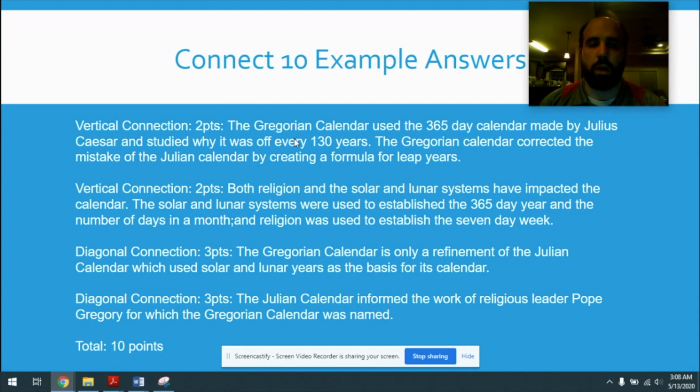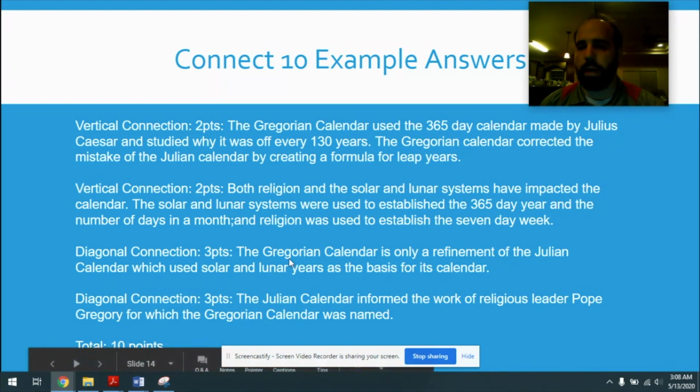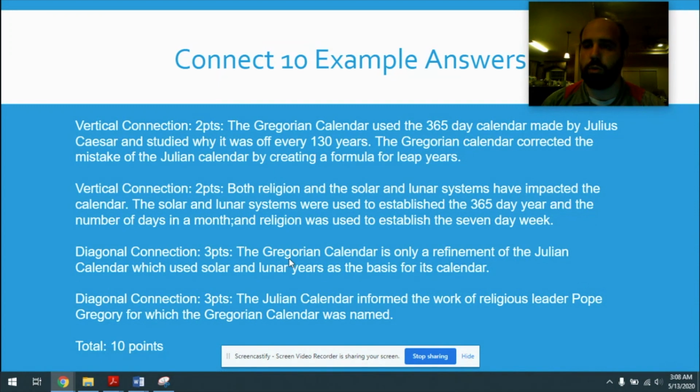And so, again, it just explains that connection. Just to give you, I didn't do a horizontal one here to get to my 10, but I did two verticals and 2 diagonals.